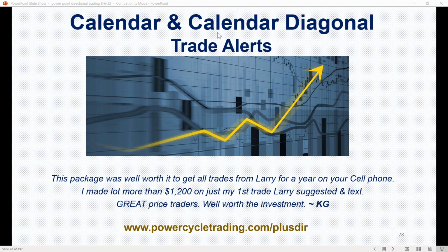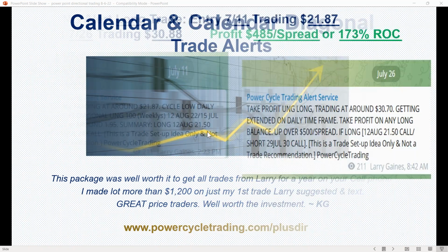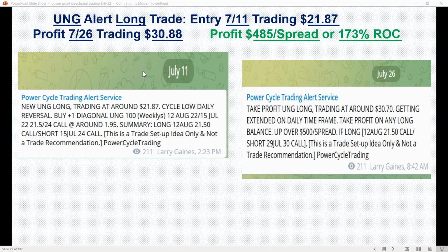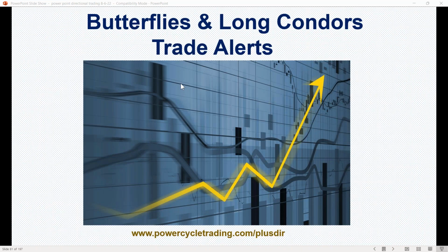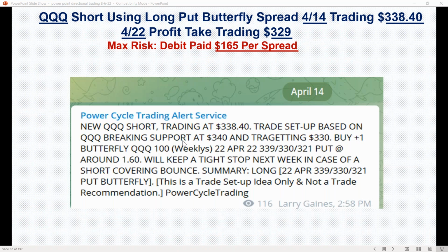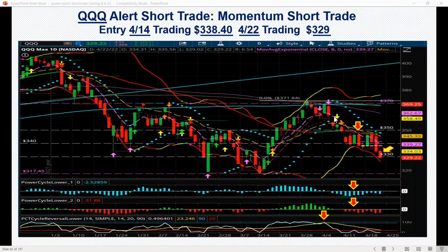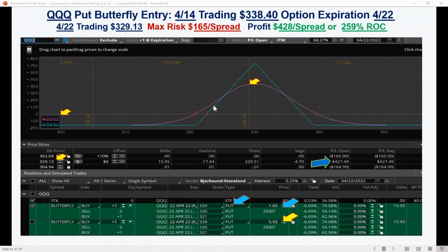So here's a kind of review, just real quick, calendar diagonal. The last one sent out, well, we've sent out a couple other ones lately we're still in, but here's the UNG trade. I showed you that one earlier. And this one was a super big home run. Here's butterfly long condor trades. Here's one that we did recently. This was back in April. This one was a killer. Basically did this using a butterfly on a breakdown here, and did this for a low risk, $165 of risk, and ended up over $427 profit on that risk of 165. So about 259% return on that.